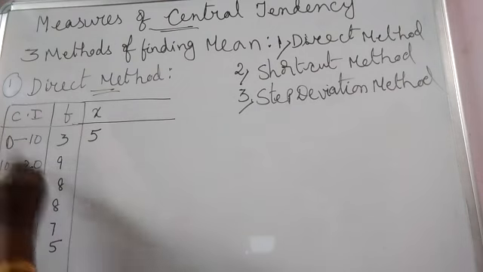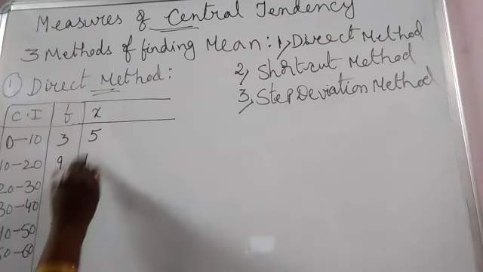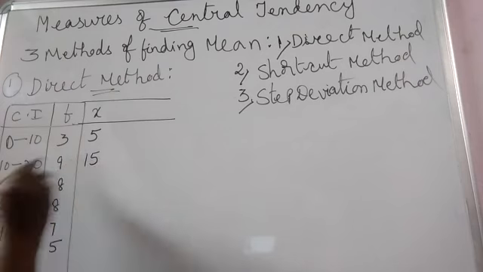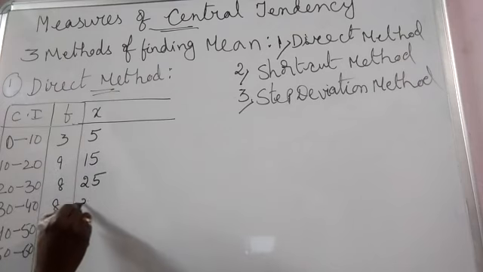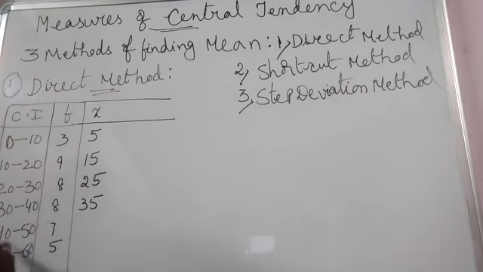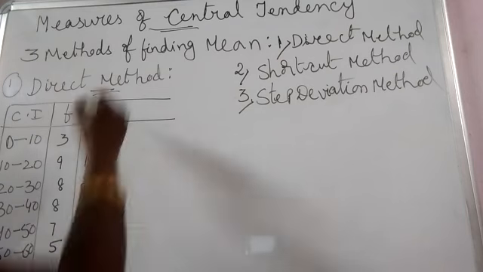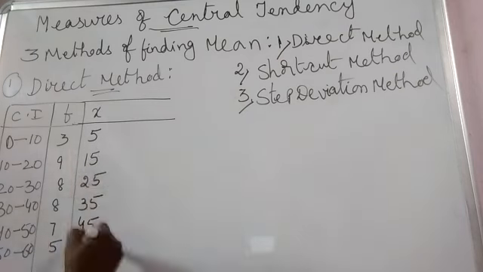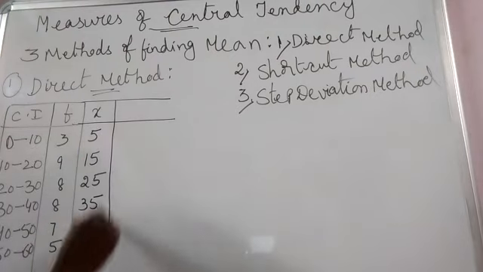In between 10 and 20, the class mark is 15. 20 to 30, 25. Class mark of 30 to 40 is 35. Class mark of 40 to 50 is 45. Class mark of 50 to 60 is 55. Now you got the class marks of each class interval. This you take as x.